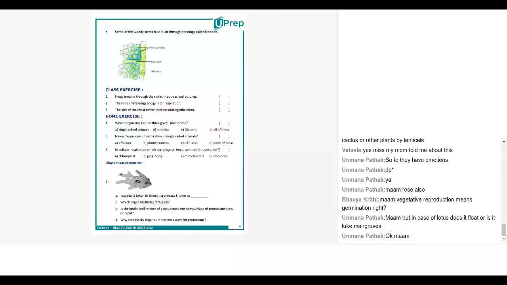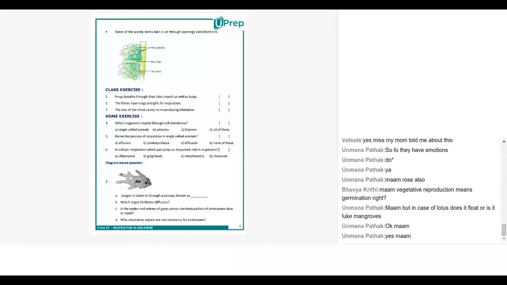A lotus is a free floating and rooted plant among hydrophytes. In these plants, the roots are fixed in the soil and the leaves remain afloat due to the long petioles. Examples are lotus and water lily. Correct, yeah. So Unmana, you got your answer. Mangroves are different.